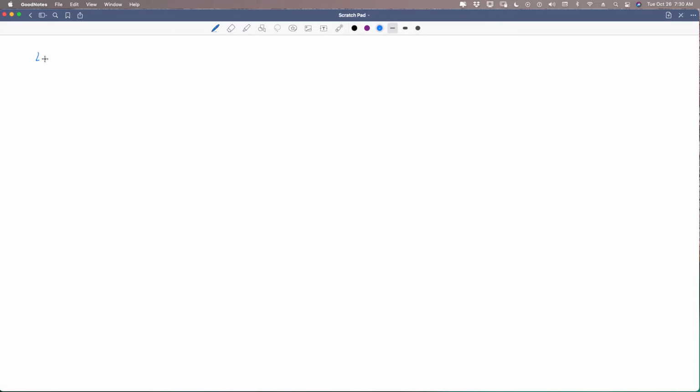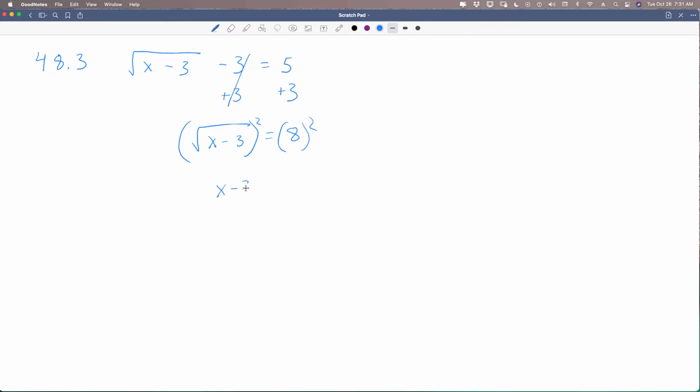Let's do 48.3. We have the square root of x minus 3, minus 3 equals 5. So the first thing we do is we add 3 to both sides. This cancels. The square root of x minus 3 equals 8. We square both of these. x minus 3 equals 64. We add 3 to both sides. x equals 67. Now we have to check it.